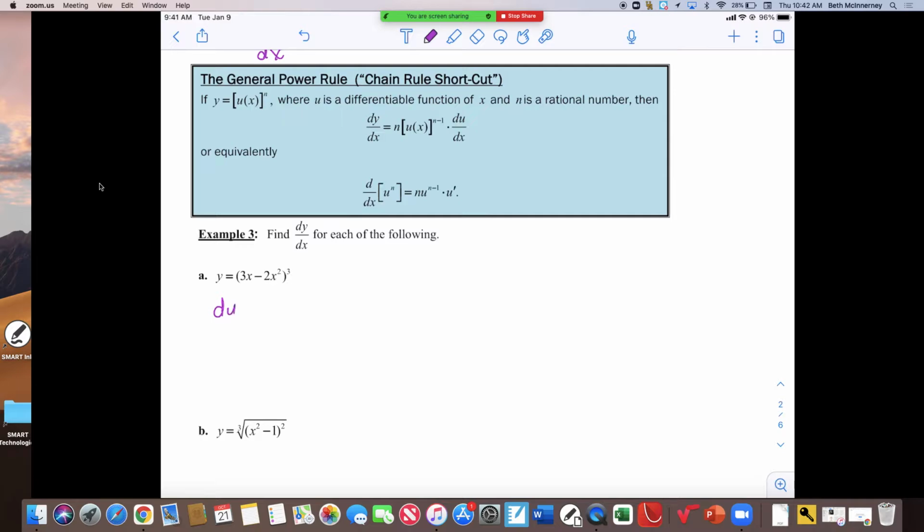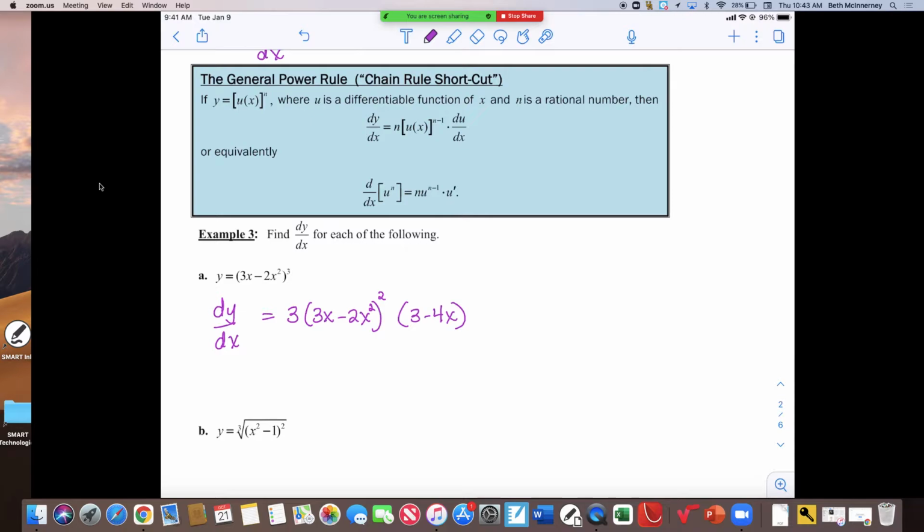So dy dx, I'm going to bring down the power, decrease the power by 1, and then take the derivative of the inside.